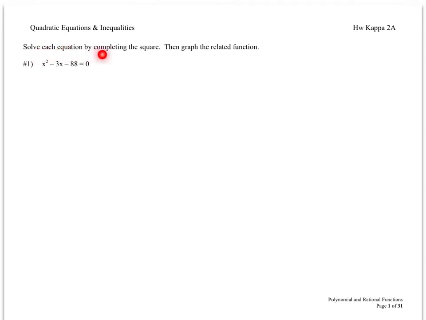Solve each equation by completing the square, then graph the related function. Well, let's do the first part. Let's solve the equation by completing the square. By solving this equation, what we're really doing is finding the roots. Roots mean x-intercepts, which are zeros of the function.